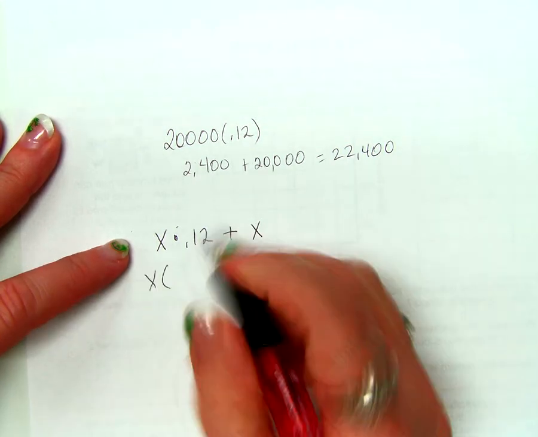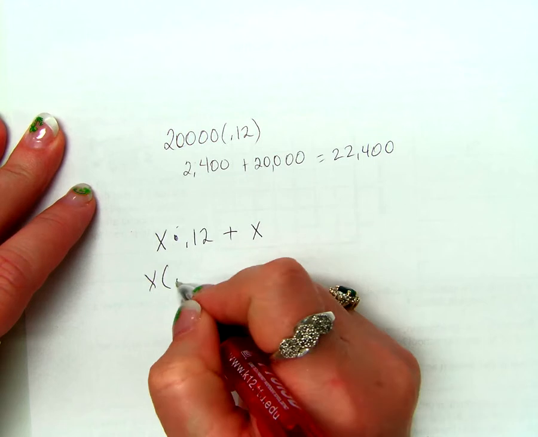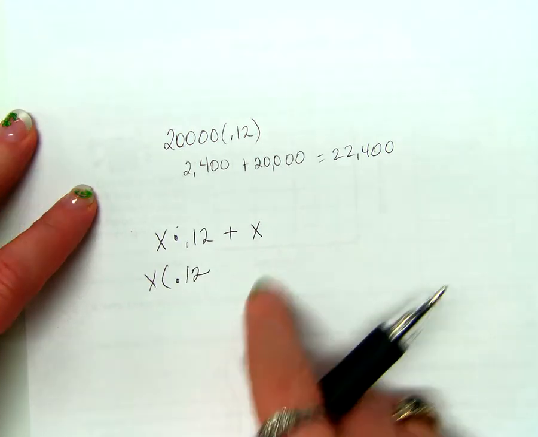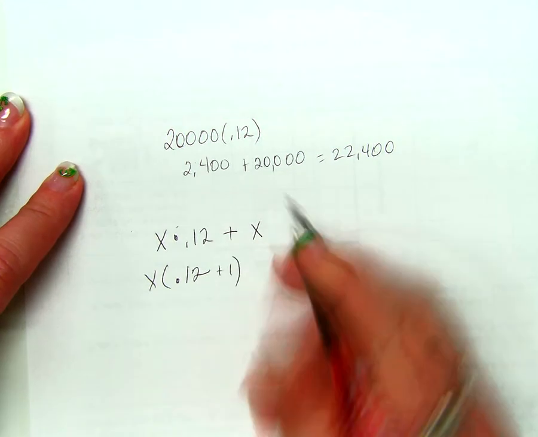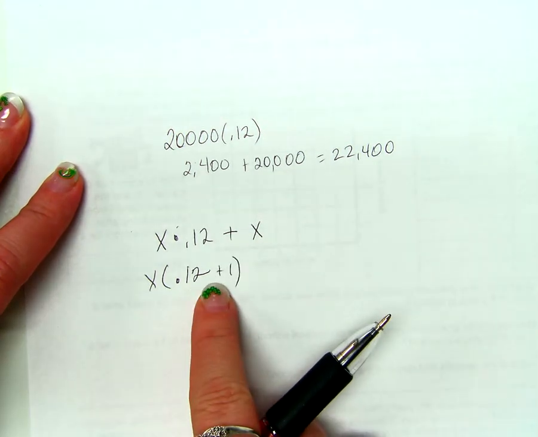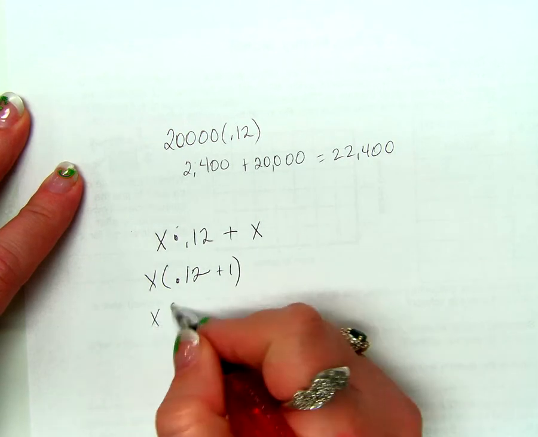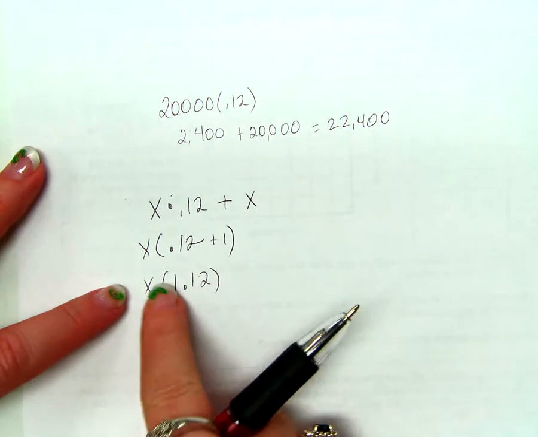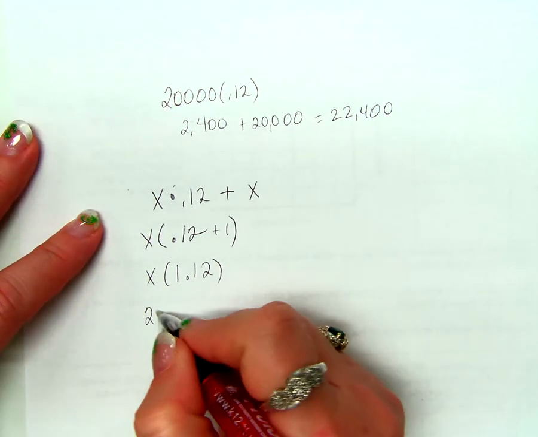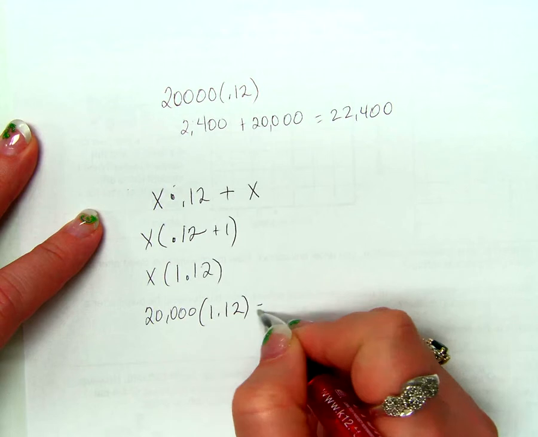If I factor out an x, what's left in this term? 0.12. What's left in this term if I factor out an x? A 1, right? Wait, can I do that math? Do I know what 0.12 plus 1 is? 1.12. Now if we put that 20,000 back into this problem, what is 20,000 times 1.12?